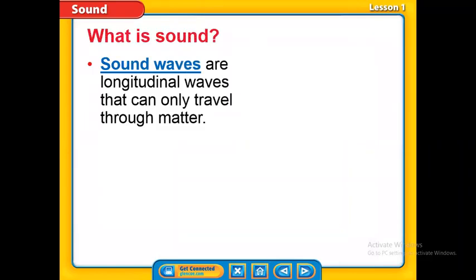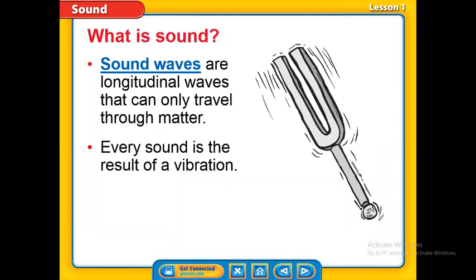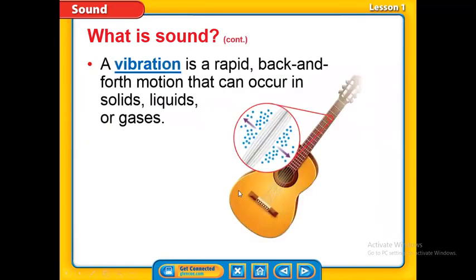So let's start with what is sound. Sound waves are longitudinal waves, as you learned from the last chapter, which means they can only travel through matter because longitudinal waves belong to the mechanical waves. So every sound wave is a result of a vibration. If there is no vibration, that means there is no sound.